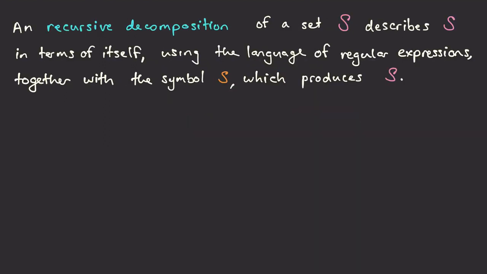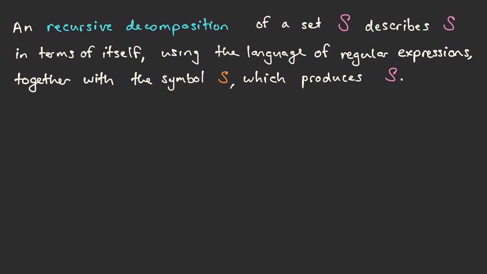Here is an informal definition of a recursive decomposition. A recursive decomposition of a set pink S describes pink S in terms of itself, using the language of regular expressions, together with the symbol orange S, which produces pink S. Typically, these decompositions can be understood as stating that a string in pink S is either some small particular string, or can be described in terms of one or more smaller strings in pink S.